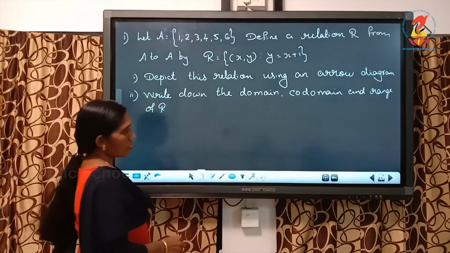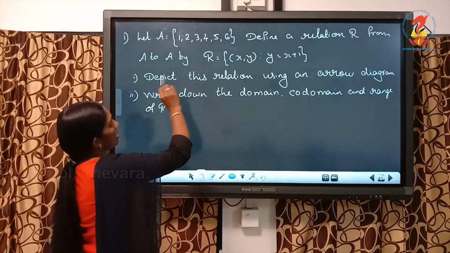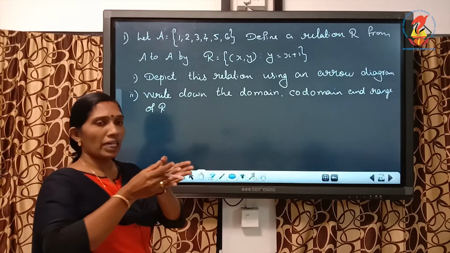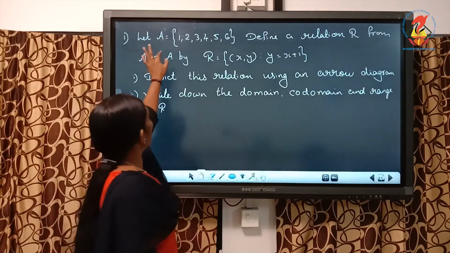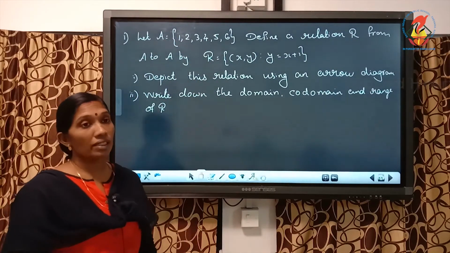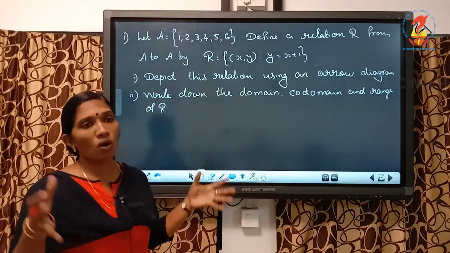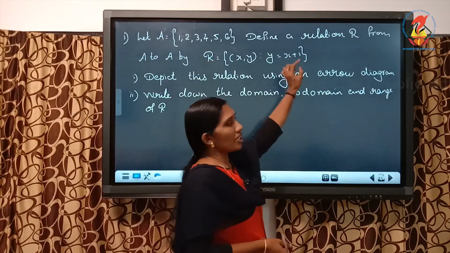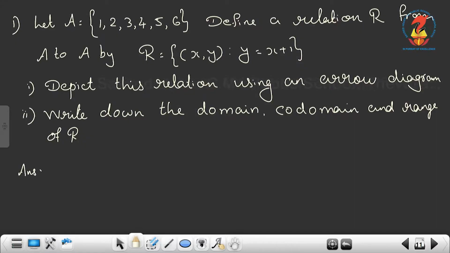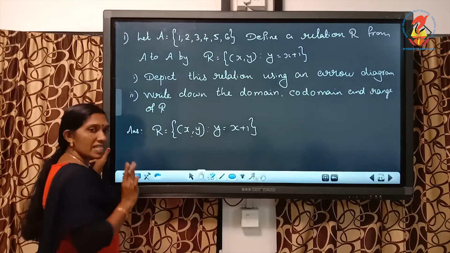So first we write in roster form. R is a relation from A to A. Okay. So no need of writing A cross A. It is difficult. In A there are 6 elements. So in A cross A there are 36 elements. It's difficult to list all the elements. So just look at the relation and you write which is required. That's enough. So R means, R is given as ordered pair (x, y) such that y is 1 more than x. So this one is in set builder form.